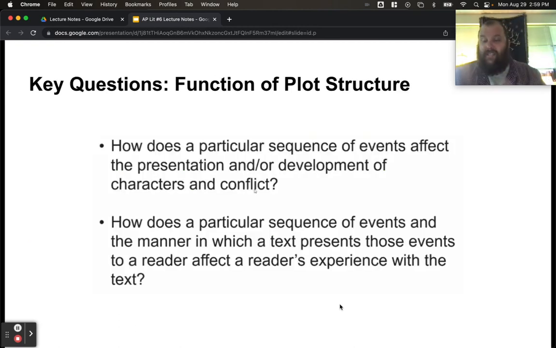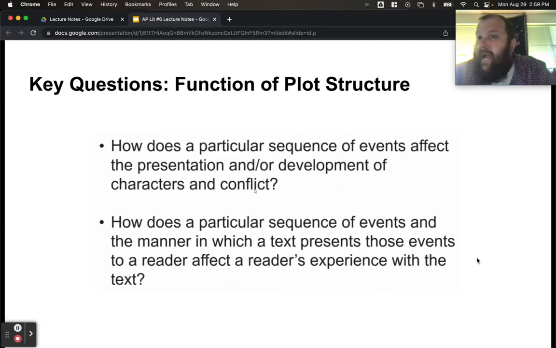So some questions to ask yourself for the function of plot. How does a particular sequence of events affect the presentation and or development of characters and conflict? And second, how does a particular sequence of events and the manner in which a text presents those events to a reader affect a reader's experience with the text?